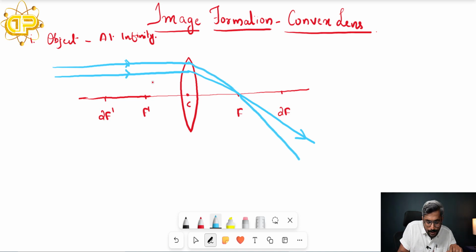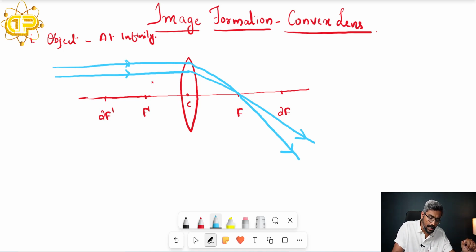As they are parallel to the principal axis, they will definitely pass through the principal focus, and if they are not parallel to the principal axis, then they will pass through one of the foci. So foci are the points which fall under the focal plane. Focal plane means a perpendicular plane in which the principal focus is present.